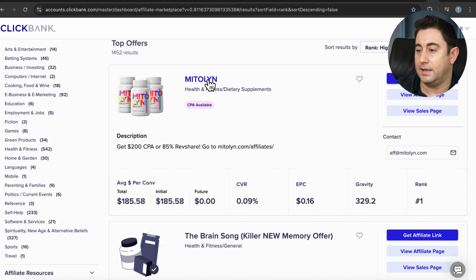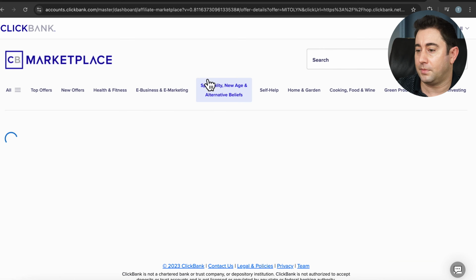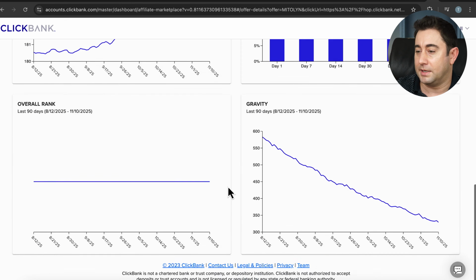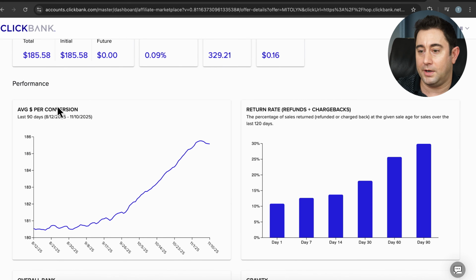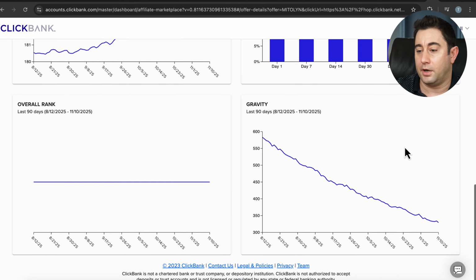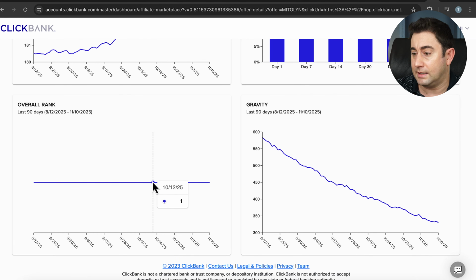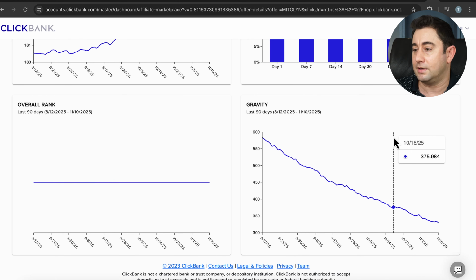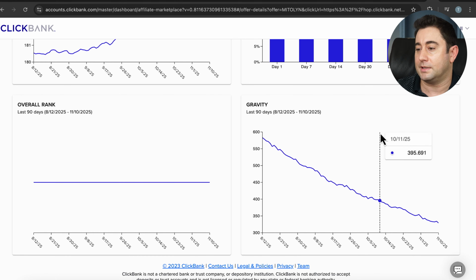And what I'm going to do here is go into the product itself. And now you can see the analytics tool that we were talking about, guys. So we can see various stuff here. We've got the average dollar amount per conversion. We've got the return rate, so we can have a look at the refunds as well and the chargebacks. We've got the overall rank, which obviously is pretty consistent. And then we've got the gravity metric here, which I think is the most important part to look at. There's lots of data here, there's lots of stats we can look at, but the gravity is one of the most important things because that tells you how popular the product is in terms of time.